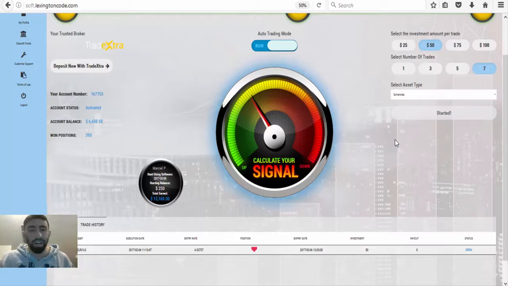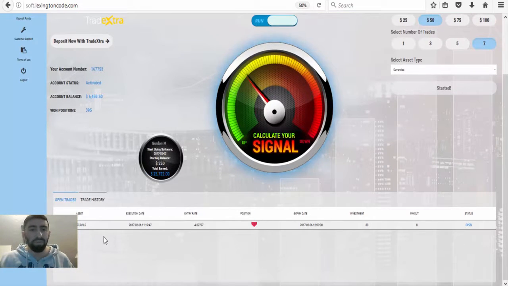And as I was just talking, we can see over here that we've already got our first trade, which was the Euro ILS for a put that will expire at 1200 GMT. So let's wait and allow the software to place a few more.